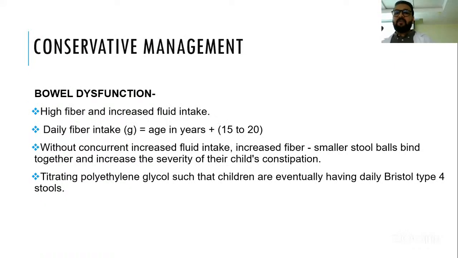If there is bowel dysfunction, we increase both the fluid and the fiber intake. The fiber intake can be calculated as age plus 15 to 20. If the fluid intake is not increased along with fiber intake, it will lead to small stools binding together and it will increase the constipation. We can titrate polyethylene glycol so that the child is passing Bristol type 4 stools.